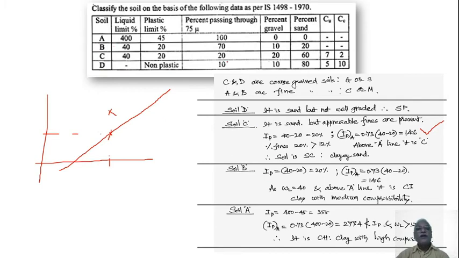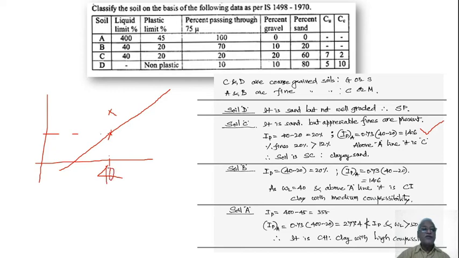Now B, look at the percentages. It is more than 70%. That's why it is obviously fine grain soil. Percentage of gravel, percentage of sand, etc. is gone. But because the percentages are less, they play a less role. And again, liquid limit and plastic limit is 20. So I can calculate IP as equal to 20%. IP on A line is 14.6, just now explained.